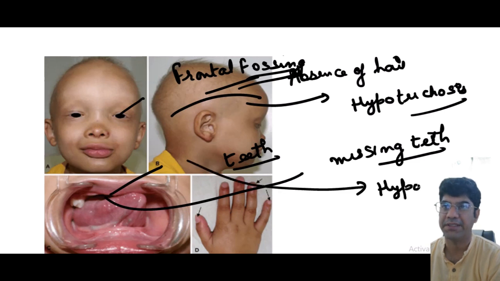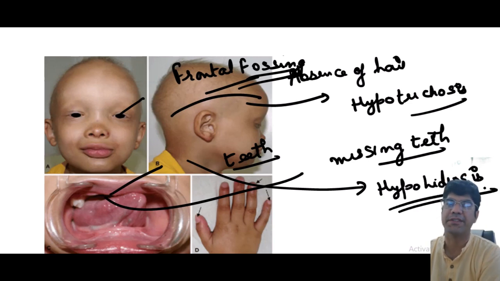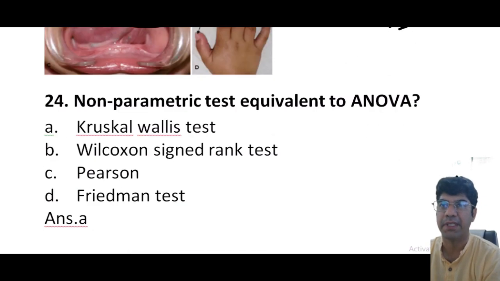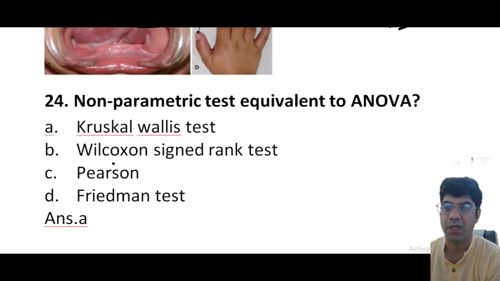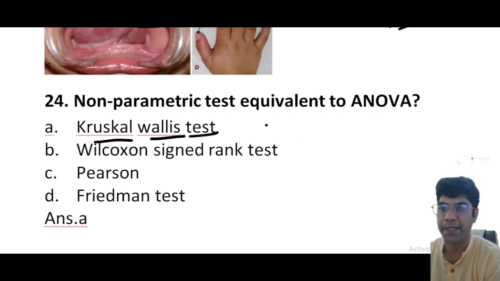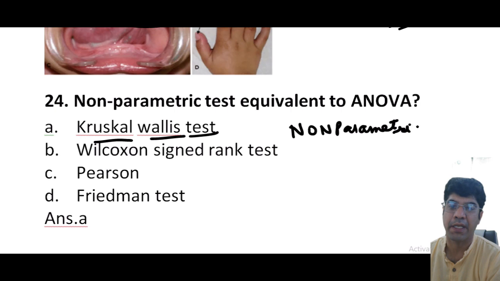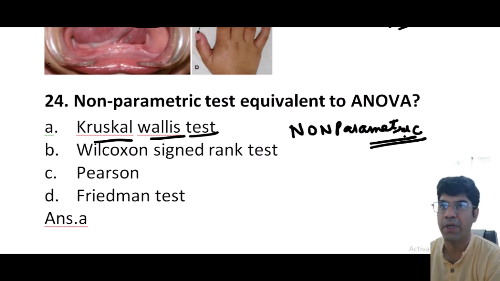So these are its key features. Coming to the next question: the non-parametric test that is equivalent to ANOVA is the Kruskal-Wallis test. So Kruskal-Wallis test, remember, it is a non-parametric test that is equivalent to the parametric ANOVA.